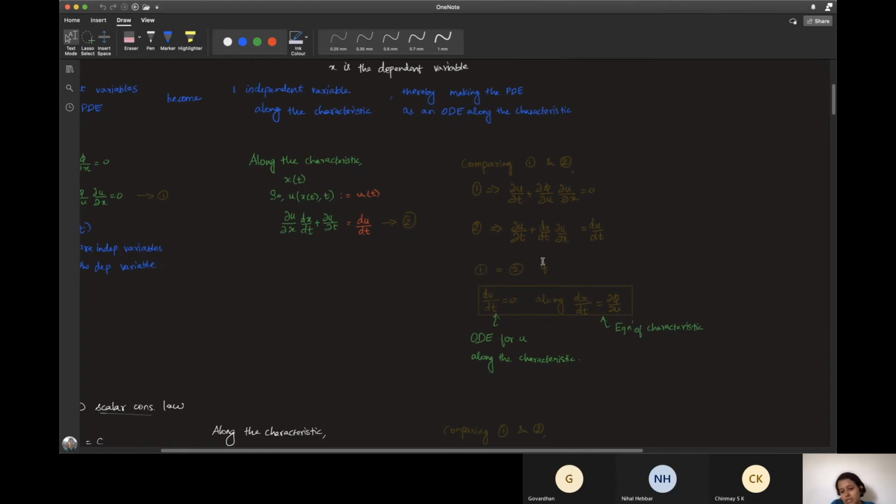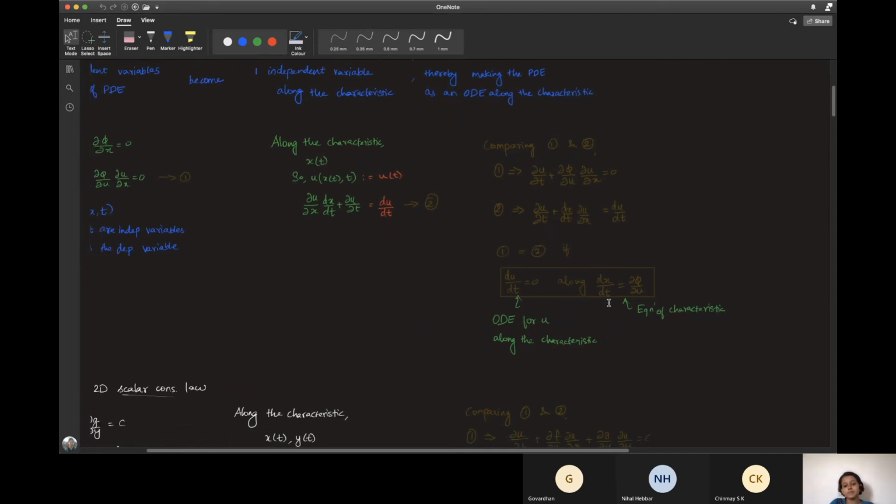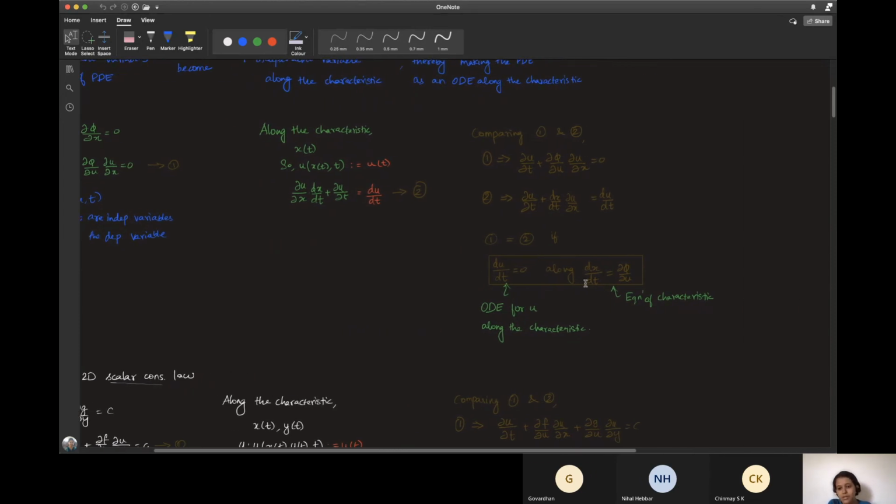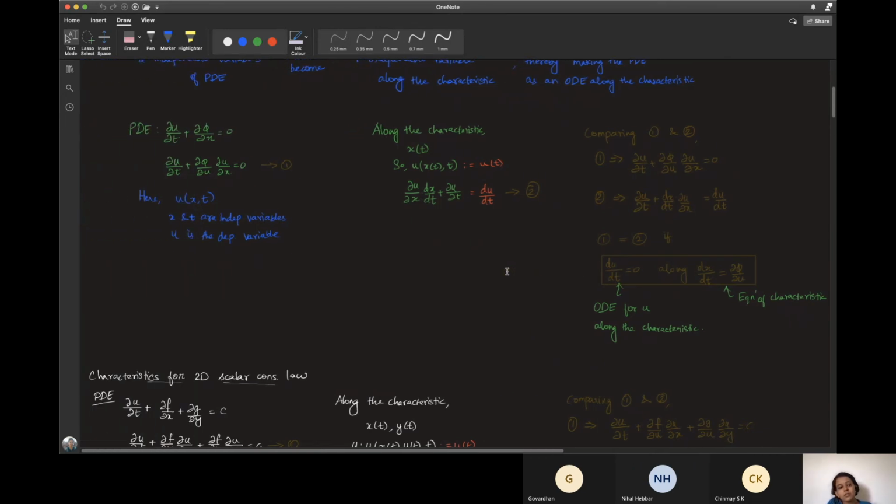So we have some equation. This du by dt equals 0 is the ODE for u along the characteristic, and dx by dt equals dou phi by dou u is your equation of characteristic. If you are able to solve this equation, you can find the equation of the characteristic, and if you are able to solve this ODE, you can find the solution for u along the characteristic alone. So this is the basic idea which we use to solve scalar conservation laws.